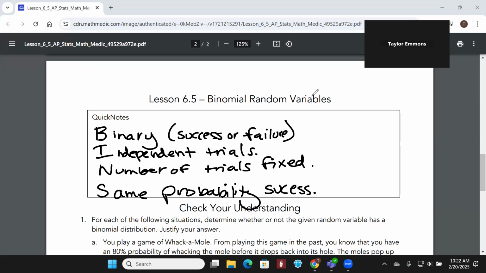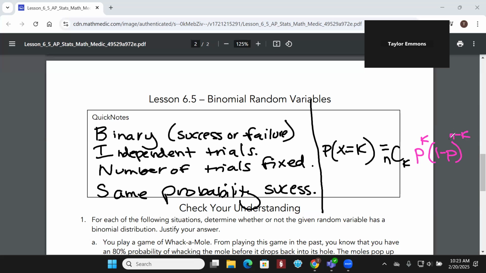So the binomial formula, we just wrote this down. Don't stress out about all these variables, okay? So P, the probability of X equals K, is equal to N choose K times the probability of success times the probability of failure, which is N minus K, times.